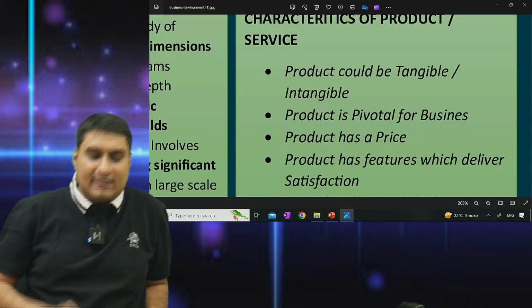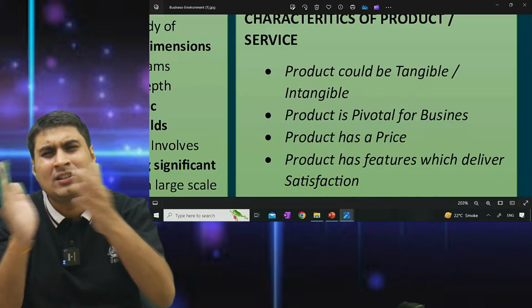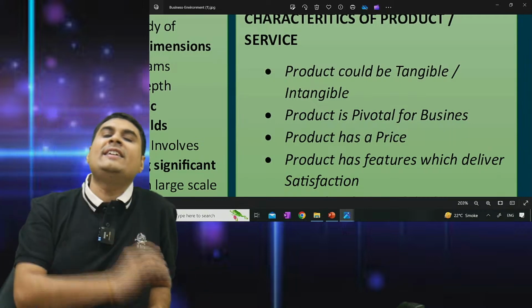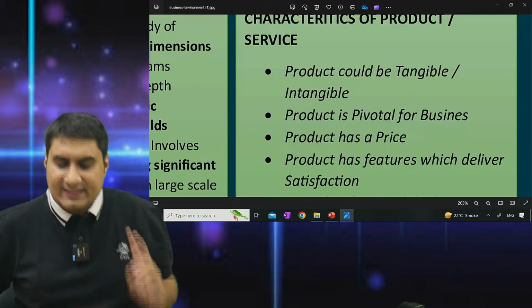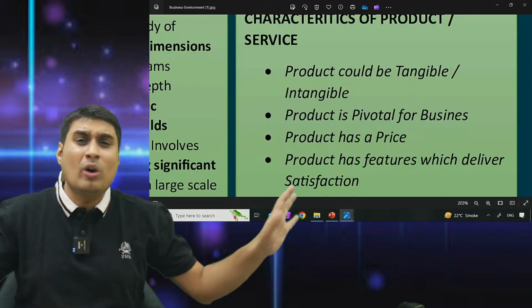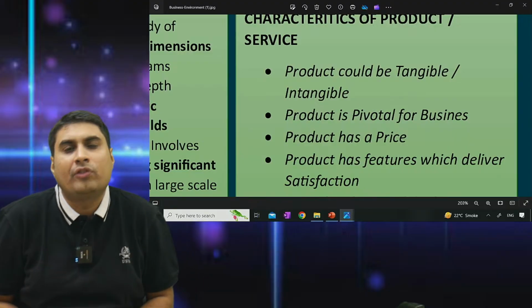Any product, any service has 4 characteristics. Okay, very simple. Product is tangible or intangible. Tell me, electric vehicle, tangible product. What's intangible? Our lecture. Second, product is the most important thing for business. Anything can go wrong, but the lecture should be world class. Product is most important for business.